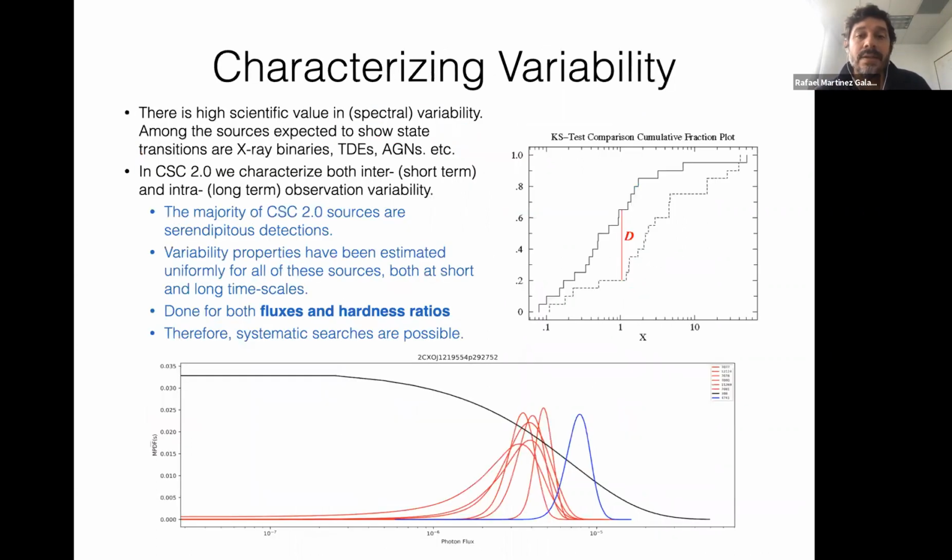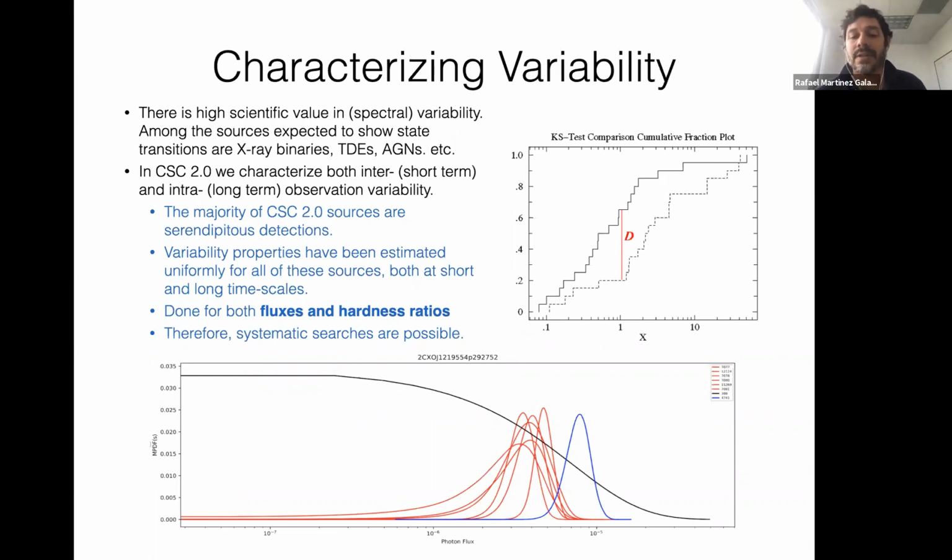And one interesting aspect of the catalog that I find very useful and very relevant for what has been said along this conference is the variability properties. We estimate variability properties for sources in both short term and long term scenarios. For the long term, you want to look at how the brightness of a source is changing, or the hardness ratios, because we also estimate variability in the hardness ratios. You want to look at how the probability distribution functions for the fluxes of a particular source move over different observations.